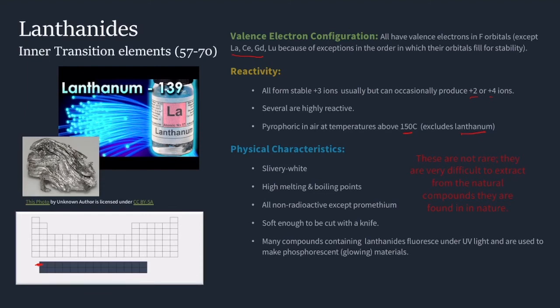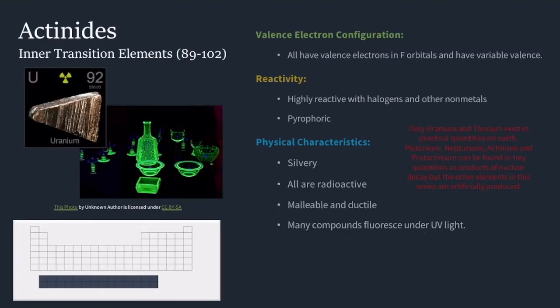The lanthanides are all non-radioactive except for promethium, which is the only radioactive element in this series. They are soft enough to be cut with a knife. Many compounds containing lanthanides will fluoresce under UV light, and they're used to make phosphorescent or glowing materials. This is a picture showing that lanthanum is used to make fiber optic cables, which is pretty interesting.